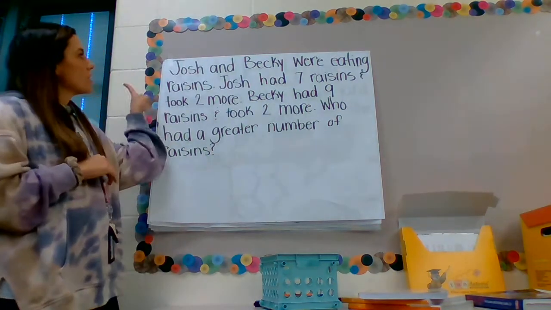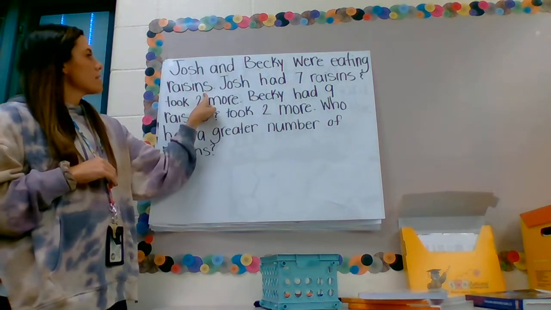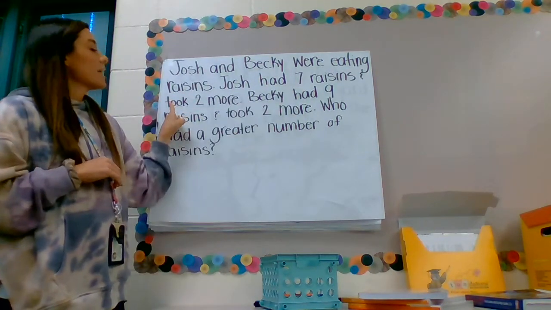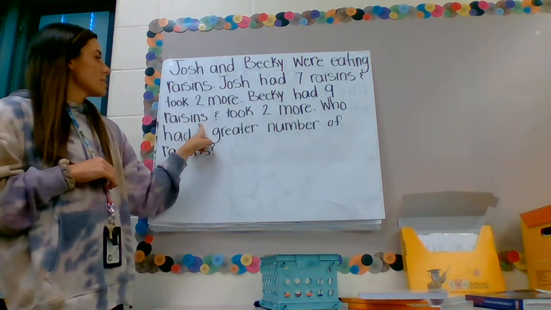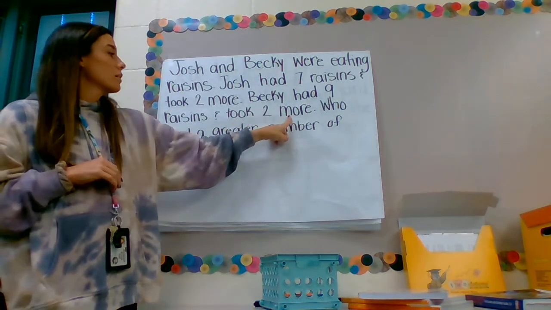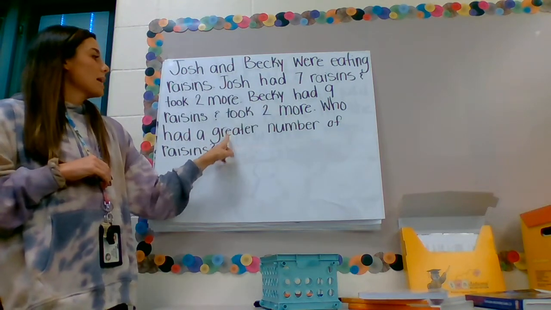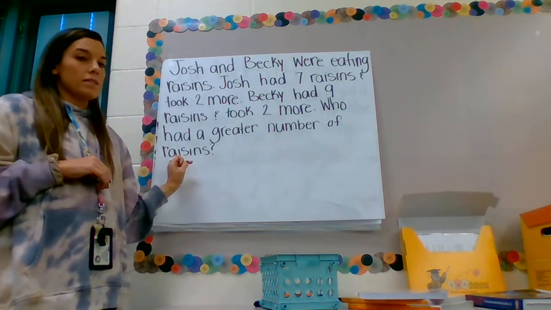So it says, Josh and Becky were eating raisins. Josh had 7 raisins, and he took 2 more. Becky had 9 raisins and took 2 more. Who had a greater number of raisins?